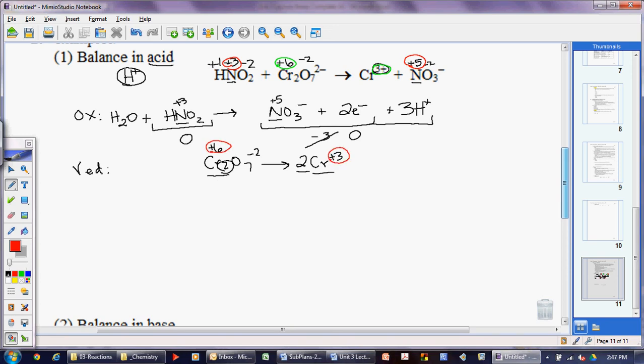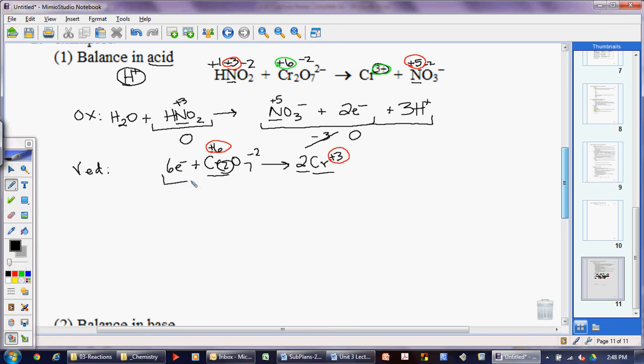Well, how many total electrons, therefore, do we have? That's 6 total electrons. Notice I'm writing them as reactants because in a reduction process, we're gaining electrons. So those 6 electrons are added to the 2 chromiums to make 2 chromiums that are each +3. Okay, now we're going to do charge balance again.